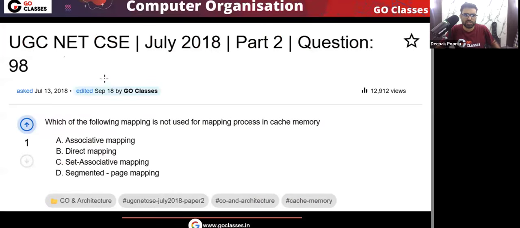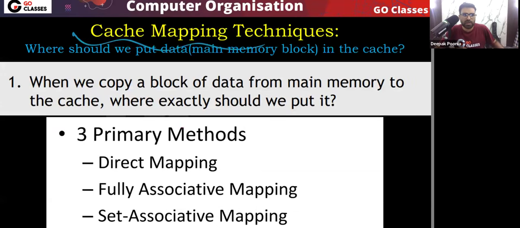Let's solve this question from UGC NET. Which of the following mapping is not used for mapping process in cache memory? Associative mapping, direct mapping, set associative mapping, and segmented page mapping. So, which of the following mapping is not used? The answer will be option D, that is segmented page mapping. This is not used. The remaining associative mapping, direct mapping, and set associative mapping, these are used as mapping techniques in the cache memory.